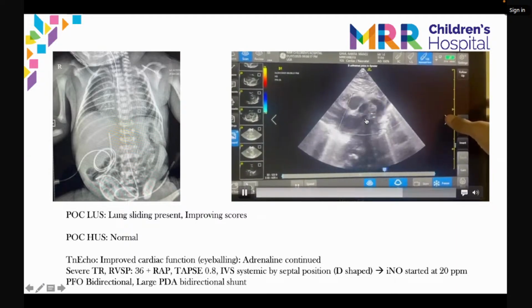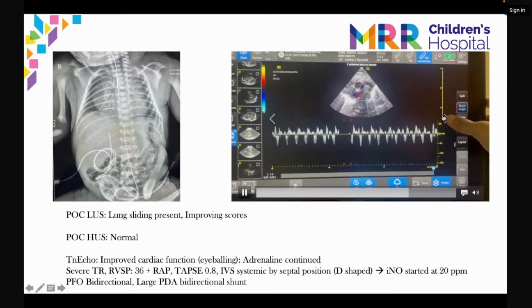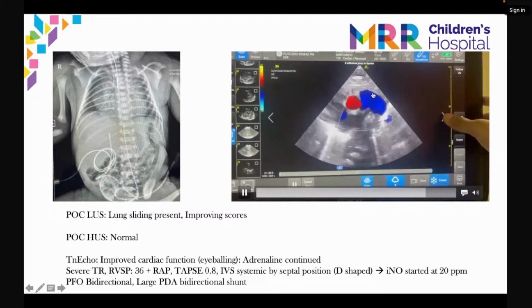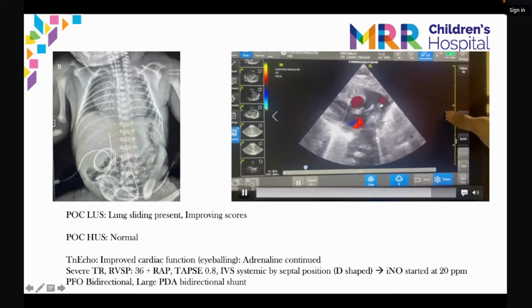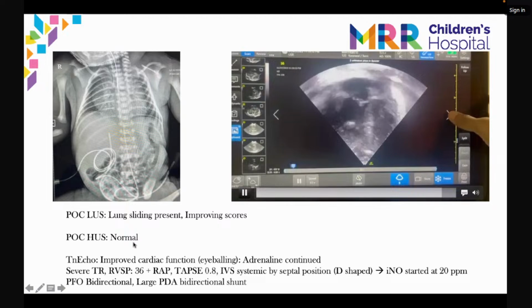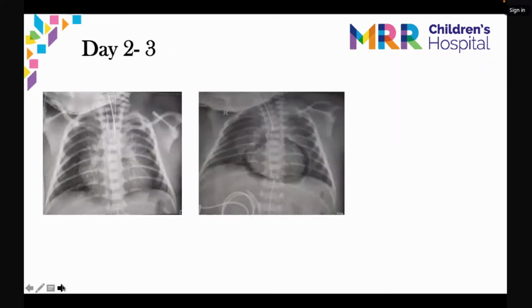And now you can make out that there is a duct which is coming up, which is 50-50 predominantly. This is my duct, where we apply color. It is having bidirectional flows, with 50% of the cycle having right to left flows. Unfortunately, this child was started on inhaled nitric oxide at around 10 to 12 hours of life at 20 parts per million.